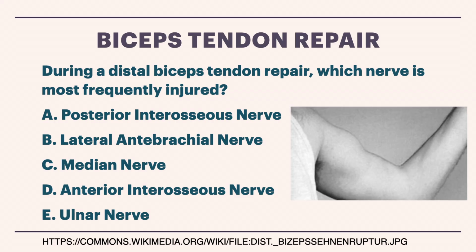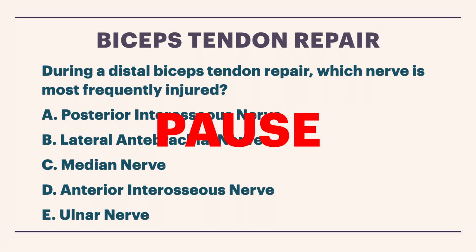During a distal biceps tendon repair, which nerve is most frequently injured? A. Posterior interosseous nerve, B. Lateral antebrachial nerve, C. Median nerve, D. Anterior interosseous nerve, or E. Ulnar nerve. Here's your chance to pause the video so you can answer the question.